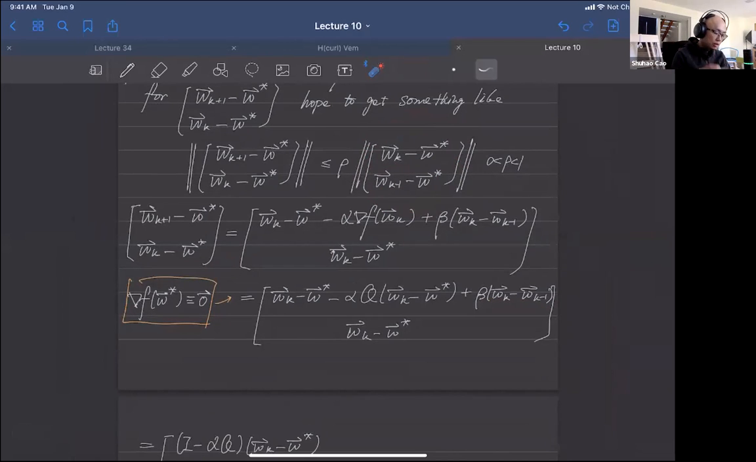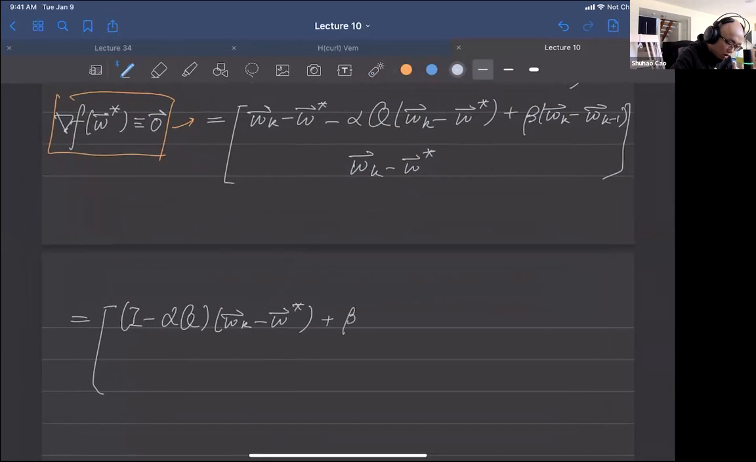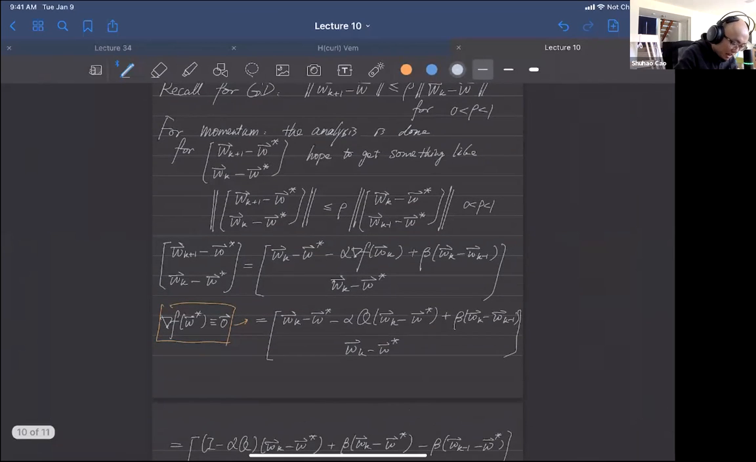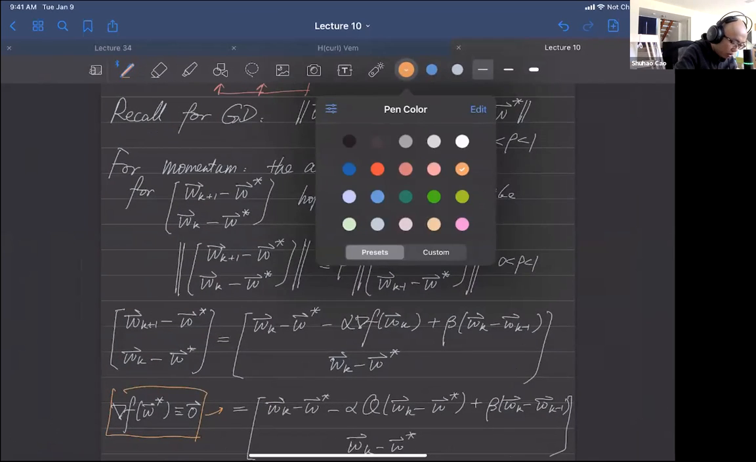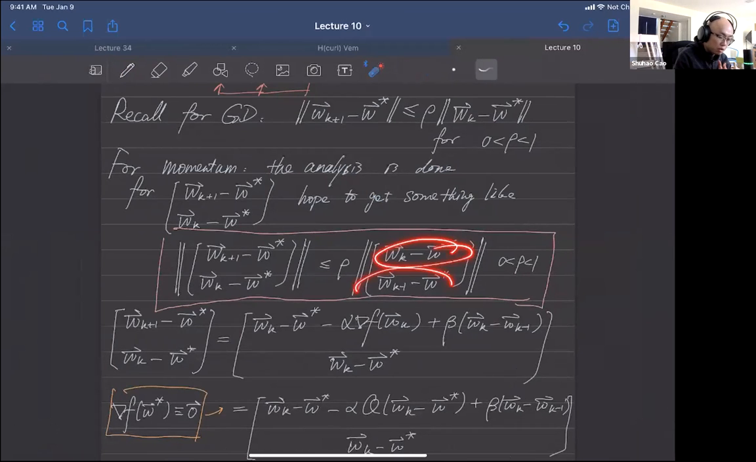the common trick is we just insert W star. For example, this, we will get beta W_k subtract W star, then subtract beta W_{k-1} subtract W star. So we artificially do this because, like I said earlier, our goal is to obtain a bound like this. That's why we want to rewrite the term in terms of this.